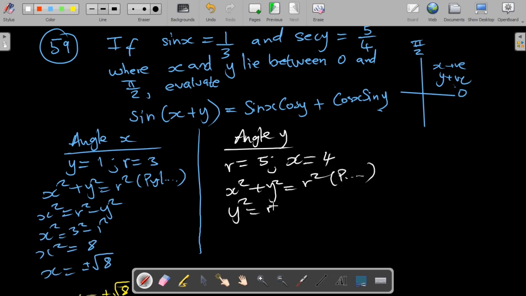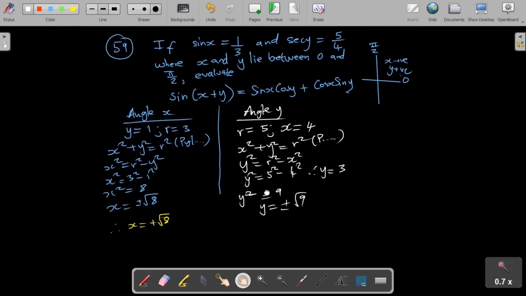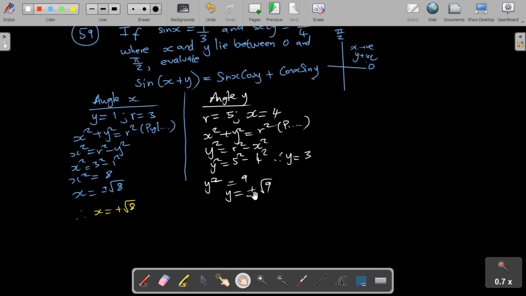And our y squared is r squared minus x squared. And r squared is 25, so 5 squared. And 4 squared is 16. So now I have y squared equals 9. So our y is plus or minus square root of 9. And we know that y is positive, so you can take the positive one, which is positive 3. So now I have enough information to substitute back into the compound formula.